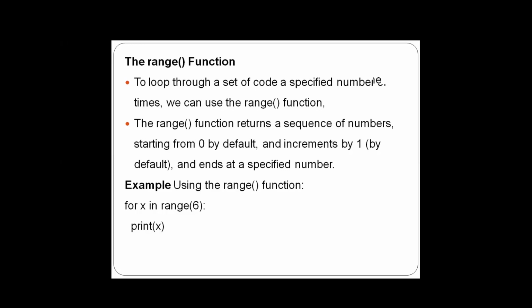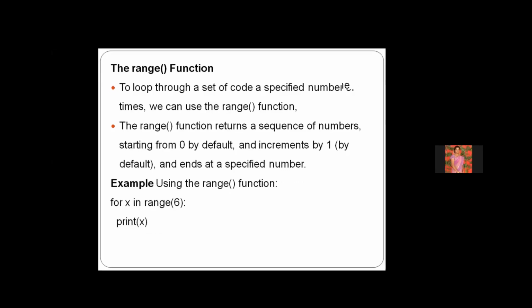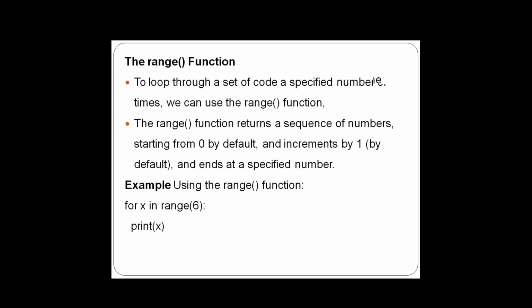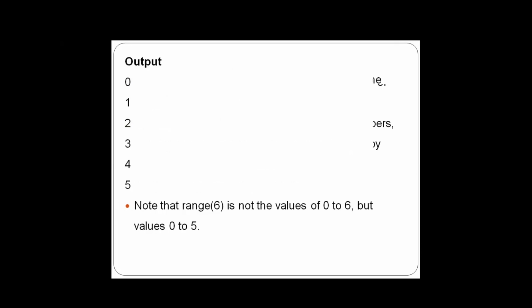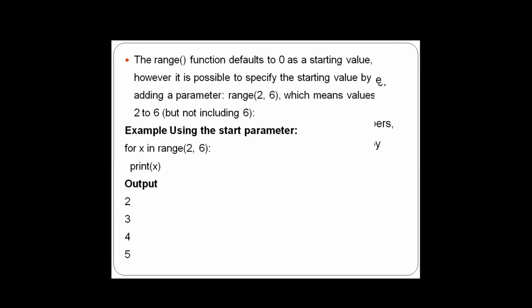So by default it starts from 0, and for each iteration the value of your loop is increased by 1, and your ending range, 6, will not be included. So it is printed from 0 to 5: 0, 1, 2, 3, 4, and 5. So this is your range function, and your default values can be changed.